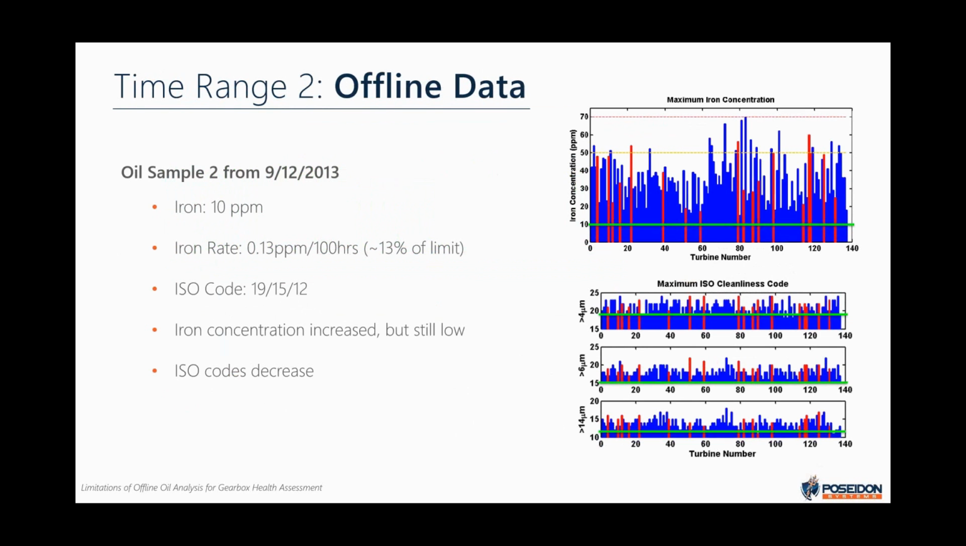So moving to oil sample 2, taken September 12, 2013, the iron concentration and iron rate both increased by about a factor of 2, but they're still both way below the warning limits. Interestingly, the ISO cleanliness codes actually decreased from the first sample to only 19/15/12. Again, these values show that there's no real wear being generated, especially not excessive wear, and it's well within the range for a healthy wind turbine.